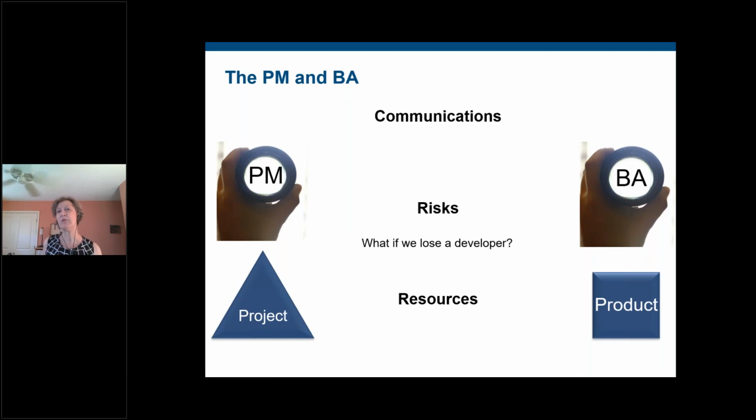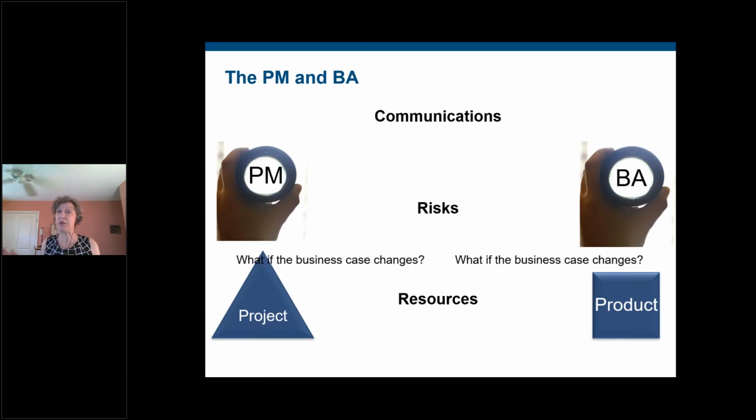What if we lose a developer on the project? Who's in charge of that risk? That's the project manager's. How about what if the business case changes? I think we both need to be concerned about that one. That's going to have implications for both. But to have a really good, substantive discussion around risks on this project as it relates to the project and the product, the ownership is discrete. The ownership is going to be separate.